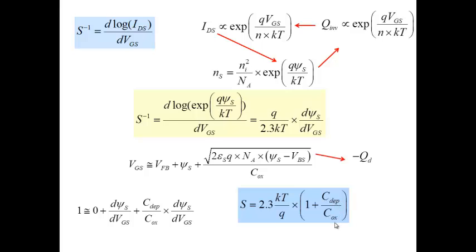That's depletion capacitance divided by oxide capacitance. If you change anything, the best you could do is make this particular term equal to 0. Make this term equal to 0, and the best you can get is 2.3 kT by q, which is nothing but close to 60 millivolt. So that's the lowest subthreshold slope you can get, which is 60 millivolt per decade.